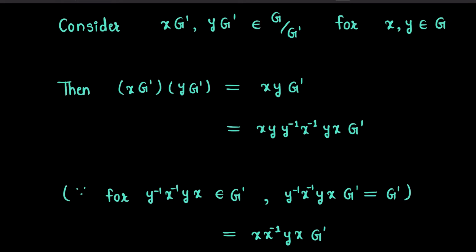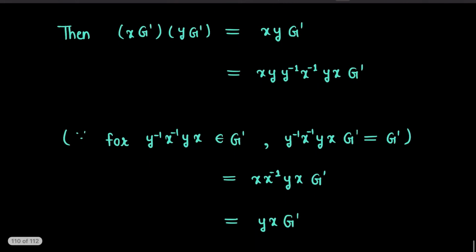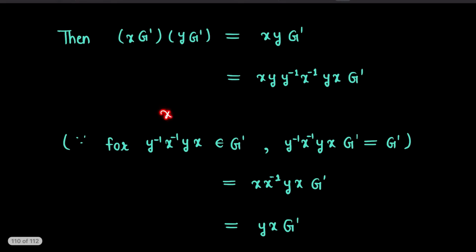Now note that for elements x, y in G, y⁻¹x⁻¹yx will be an element in G', and therefore the left coset y⁻¹x⁻¹yxG' will be equal to G', because this is an element of G', and so the left coset for this element of G' will be equal to the subgroup G'.